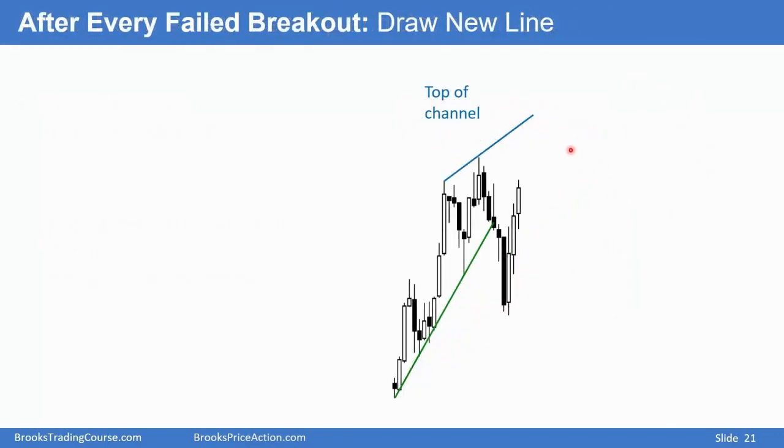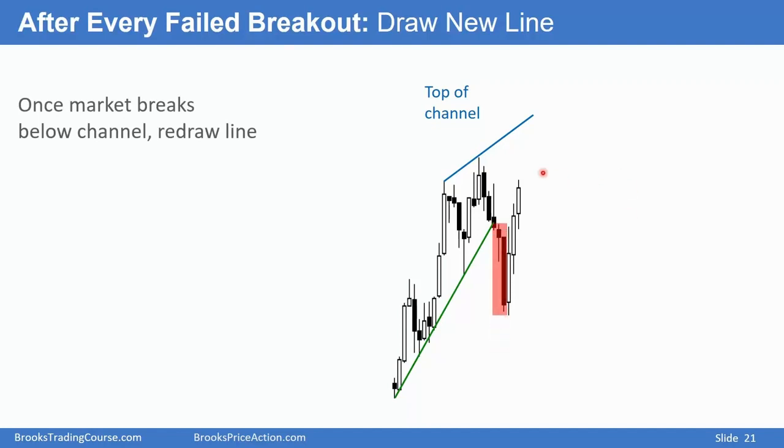I'm constantly drawing lines. After every failed breakout, I redraw the lines. We have a reversal down, 2 points, I draw a line. We have a reversal up, 2 points, I draw a line. But then I break strongly below the line. What do I do? It broke strongly below the line and reversed up. You know what I'm going to do.